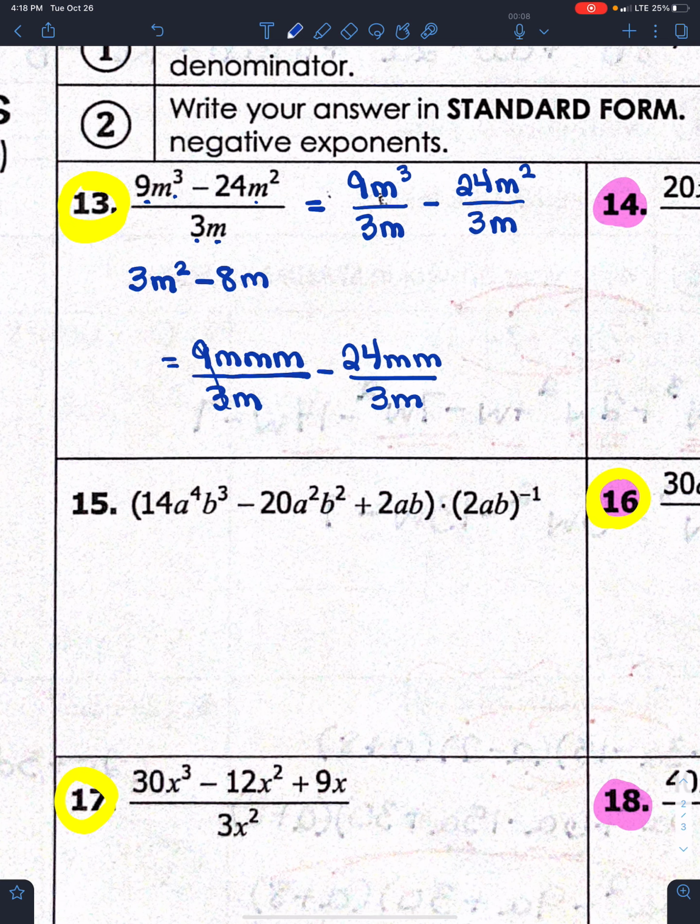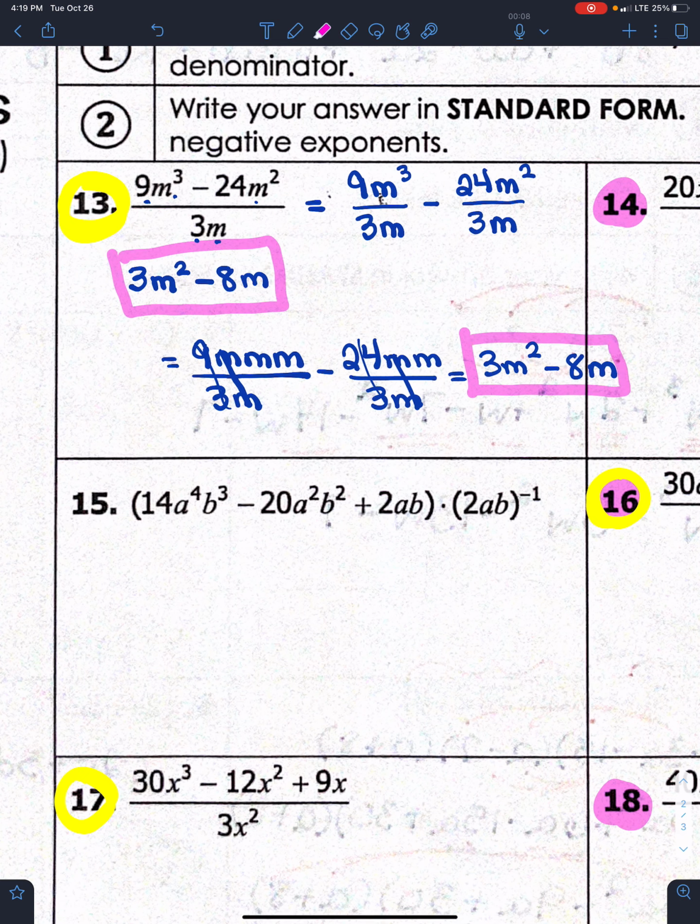3 reduces to 3. The m's cancel out, and then I'm left with m times m, which is m squared. Okay. Then we've got minus 24 divided by 3 is 8. All right, when those reduce, m divided by m reduces to 1, and then I've got an m left over. So this answer matches this answer. Two different ways to look at it.